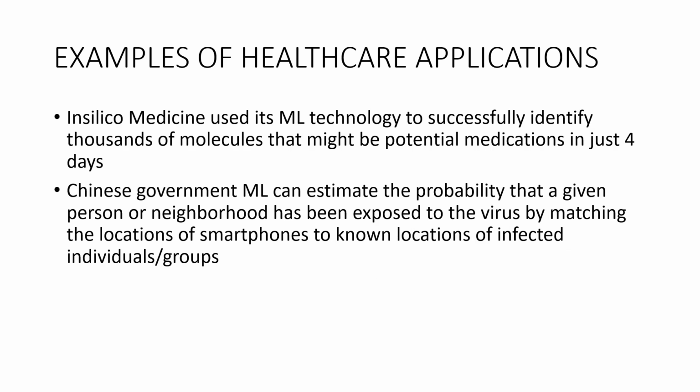There's another company called In Silico Medicine that uses machine learning technology. It looked at millions of different chemical compounds and cut that down to a few thousand that might be potential medications, and it only took them 4 days to do it. Finally, the Chinese government is using an app that can estimate the probability that a person or neighborhood has been exposed to the virus, using things like locations from smartphones people are carrying, clinic information, own diagnosis, things of that nature.